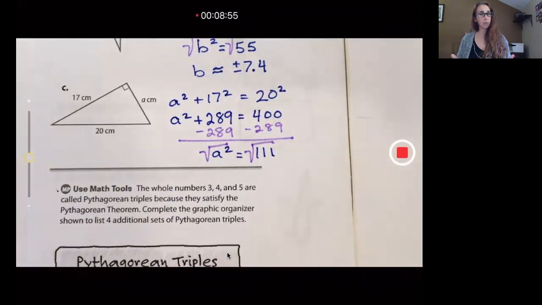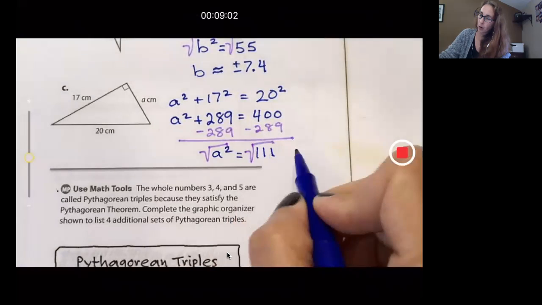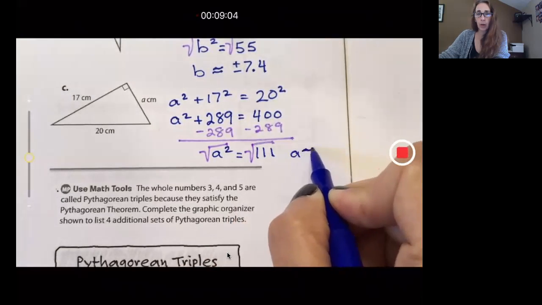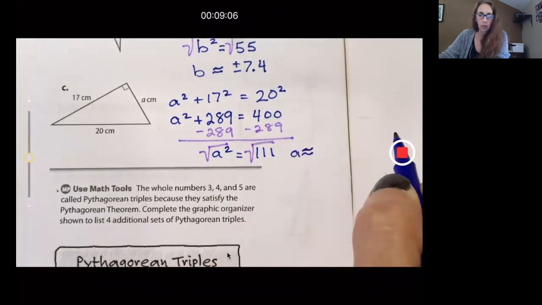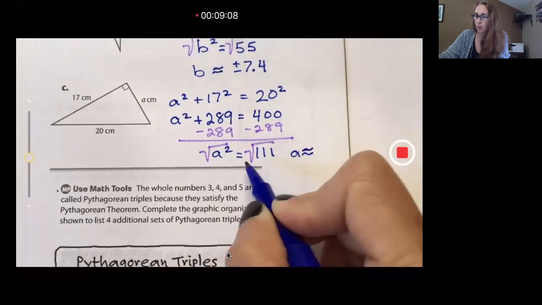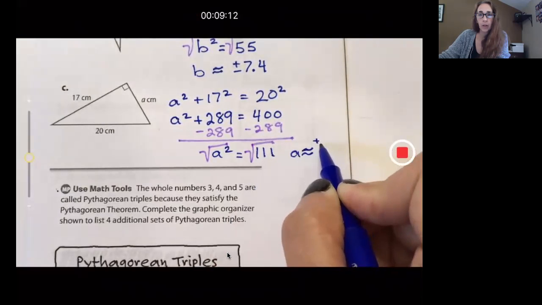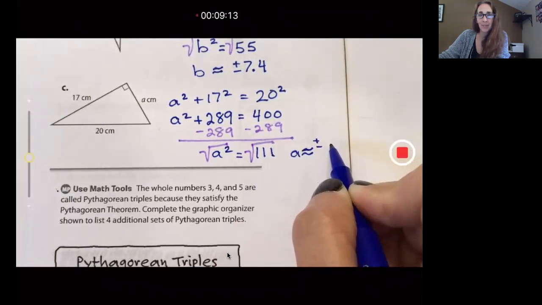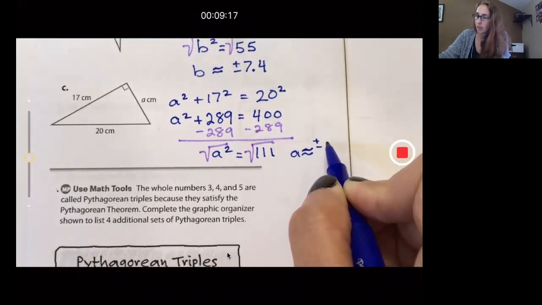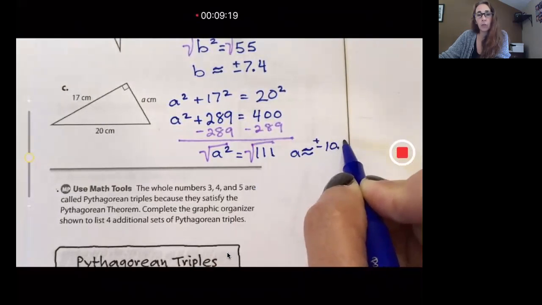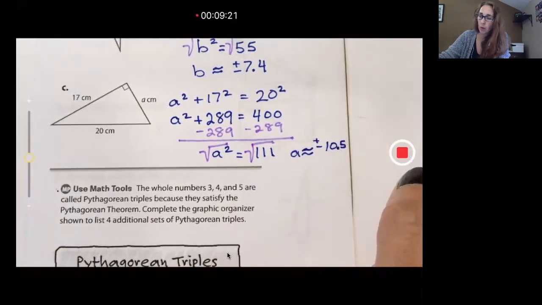Do you think it's a perfect square? No. All right. So we're left with a is approximately, because it's not a perfect square, it's going to round off to a positive or negative. Did you find it? 10.5. And again, because it's the side length of a triangle, we're going to use the positive value.